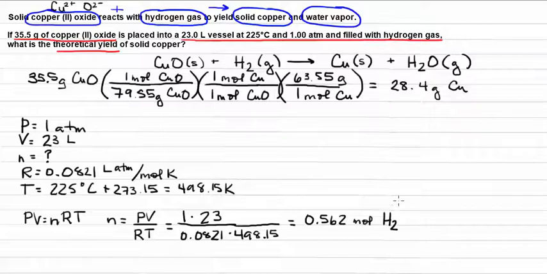Again, you've got to make sure you know what you're talking about. You solved for hydrogen gas. Keep your eyes on the prize. You want to know what is the theoretical yield of solid copper. So now we have to do stoichiometry. We have 0.562 moles of hydrogen. The balanced chemical equation tells me 1 mole of hydrogen reacts to form 1 mole of copper.